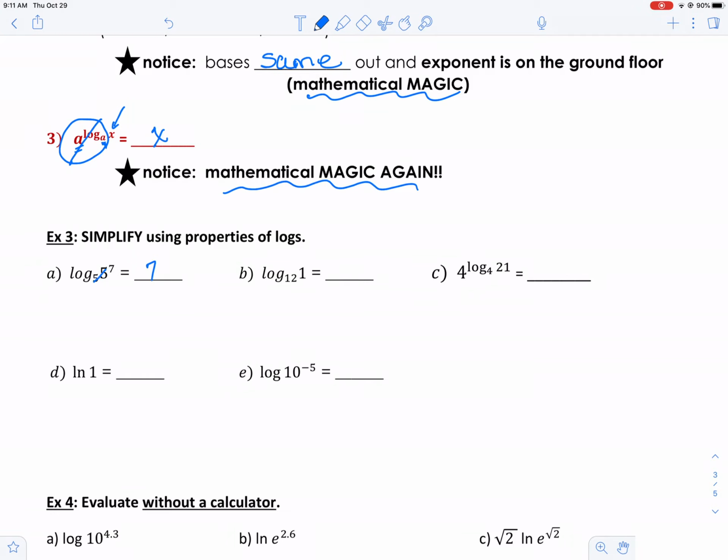Now, remember we said if I have a 1 sitting here, do you remember what the answer has to be? It doesn't matter what the log is. Anything to the 0 power is going to be equal to 1.